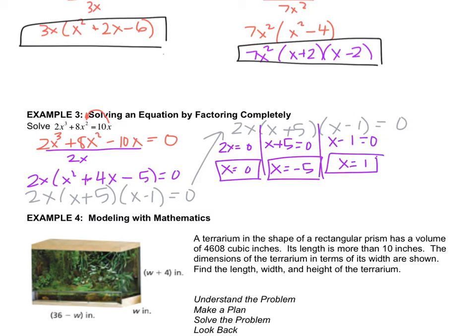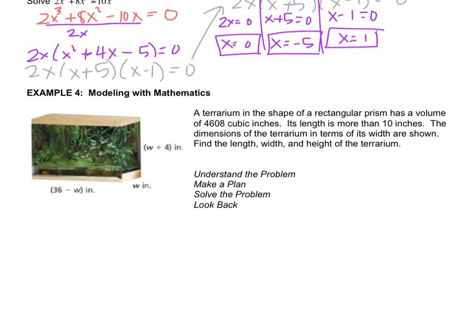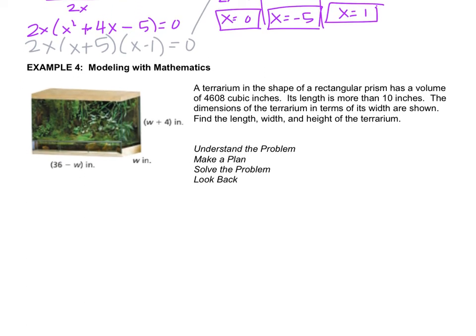All right, let's check out example 4, the last one, together. Read the story, and then press play when you are ready. So really, the only thing that they gave me that is super helpful right now is the volume. They gave me this random fact that the length is more than 10, so that might be helpful later. Maybe I'm going to get 2 answers, and one will be less than 10 and the other will be bigger than 10. That's just my thought.